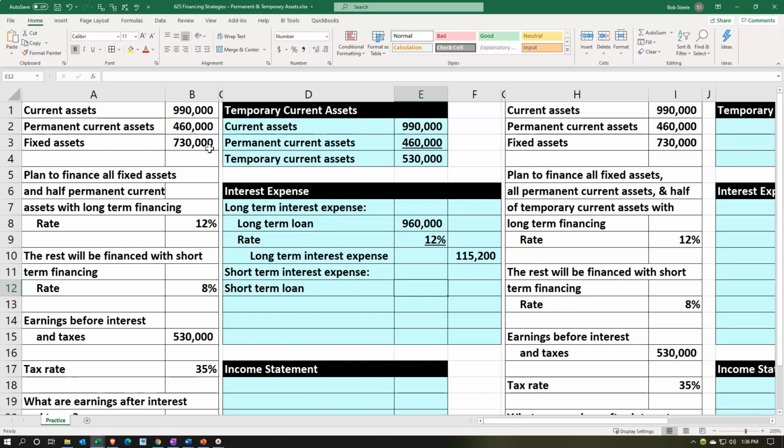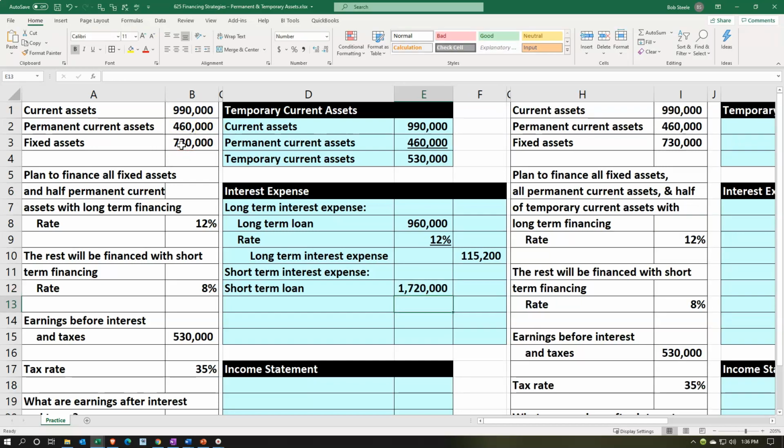Now, this is a little bit tricky because they gave us the current assets and then the permanent assets and the fixed assets. The current assets include the permanent current assets in it. So the two amounts that would be on the balance sheet would be the current assets and the fixed assets, giving us our total assets. So we would then say our total assets would be equal to this current assets plus the fixed assets. That would be total assets.